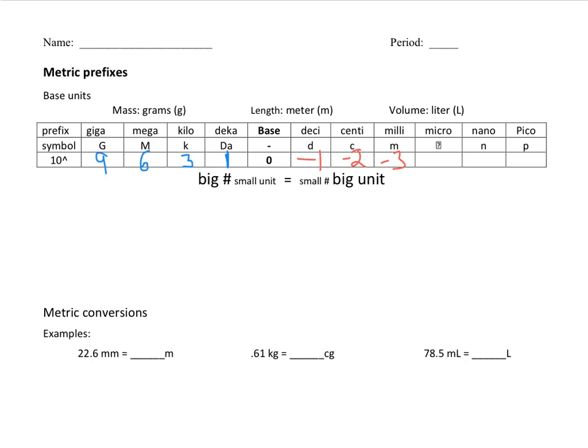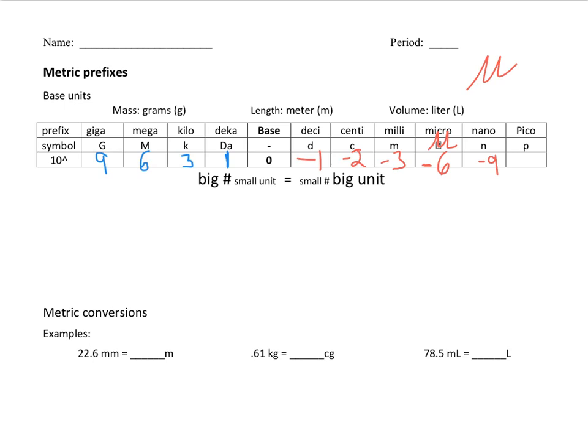Micro gets the symbol mu. It's a Greek letter. It's pronounced as M, but it's written as a fancy U. Anyway, micro is 10 to the negative 6. So a millionth of a meter is a micrometer. Nano is negative 9. So a billionth of a meter is a nanometer. It's really, really small.